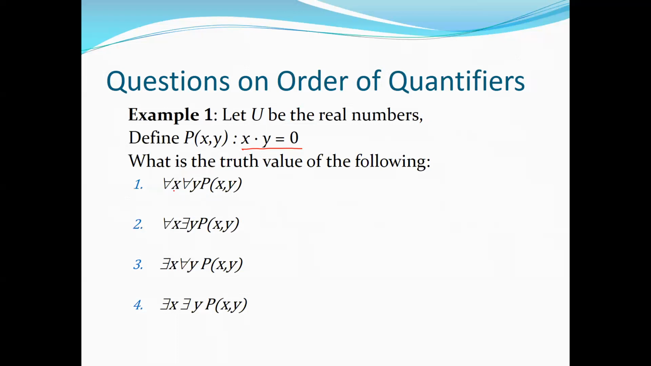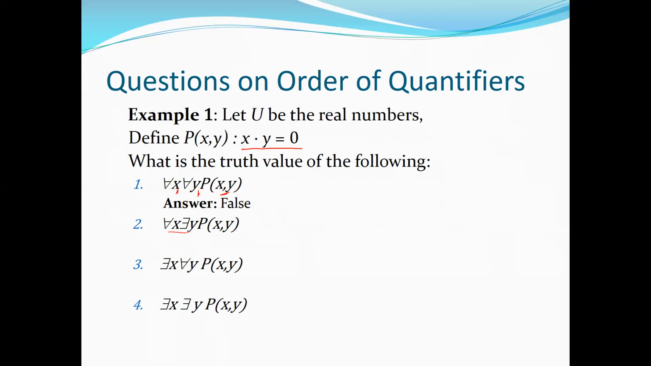So for all x, for all y, P(x, y) is true. What should be the answer? It is obviously false. It's not always true for all the x values and for all the y values. But yes, for some x values there exists some y such that this becomes true. That is the next one.